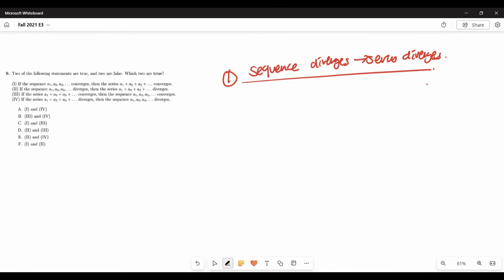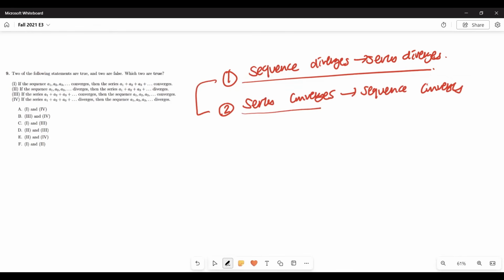Sequence diverges, then series diverges, and also series converges, then we know that sequence converges. There are two facts, not the other way around. So this question is basically asking, do you remember the simple facts of sequence and series diverging? So the series diverges. Let's find that series converges. My bad. Series converges and the sequence converges. Okay, the second one is 3.